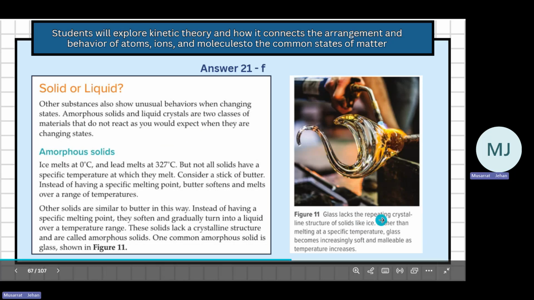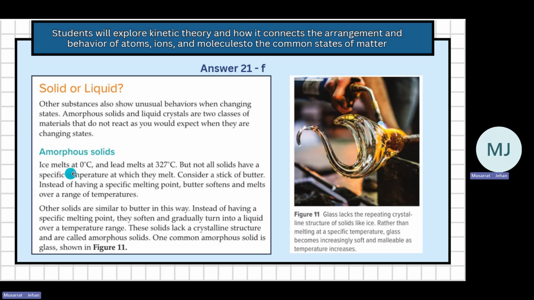Glass lacks the repeating crystalline structure of solids, like it does not have a crystalline structure like ice has. So it does not melt at a specific temperature. It melts over a range of temperature. It does not have a fixed melting point. That's why it's behaving in a different way. Ice melts at 0 degrees, lead melts at 327, but not all solids have a specific temperature at which they melt. Like a stick of butter, it does not have a melting point. It will become soft and melt over a range of temperatures.